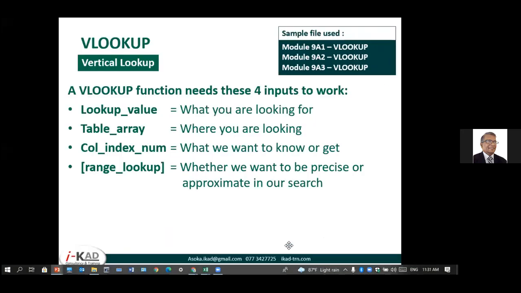Look at this. It needs 4 inputs to work. One is a lookup value. What is the value that you are looking up to bring the data? Then from where are you bringing it? That's a table array. And which column of that table do you want here? It's not column names A, B, C, D, but numbers 1, 2, 3, 4. And whether it's a range lookup or an exact match. So we'll do the exact match first.